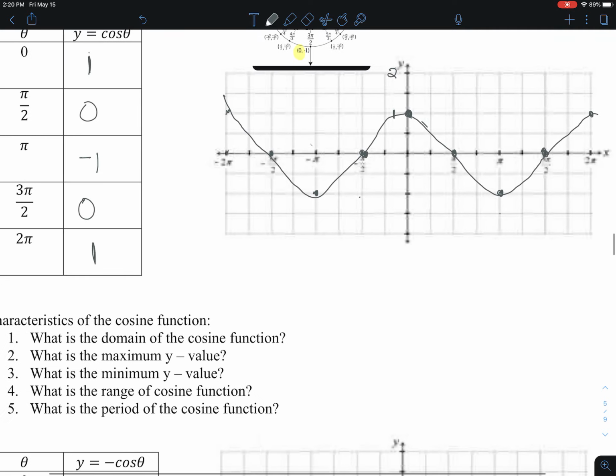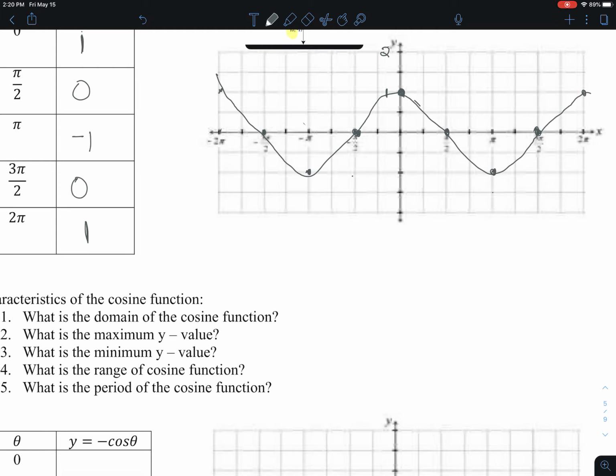Okay? So looking at cosine, how does cosine differ than sine? Well, what's the domain of cosine? Well, just like sine, I can put any number into this function and get a value out. So my domain is negative infinity to infinity. The maximum value, once again, is 1. And our minimum value is negative 1. So just like sine, my range is negative 1, 1. And the period of a cosine is also 2 pi.